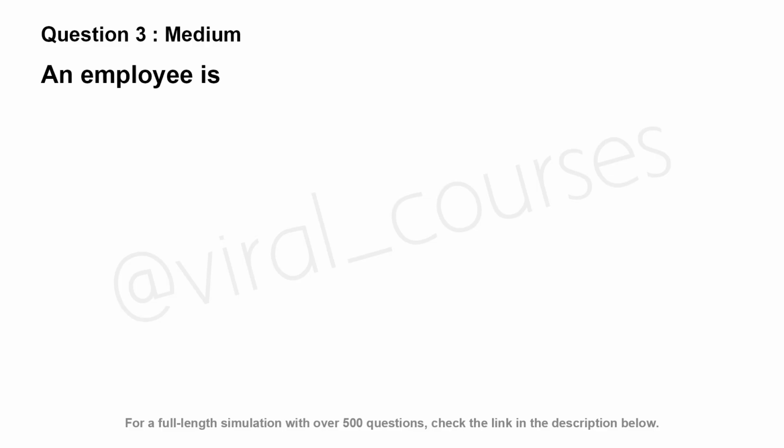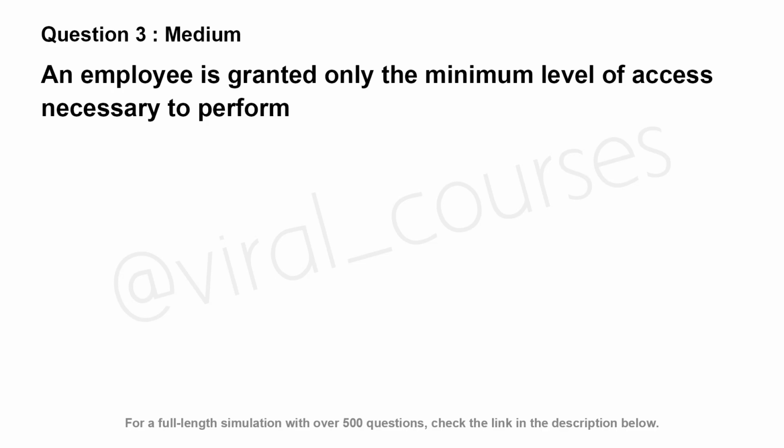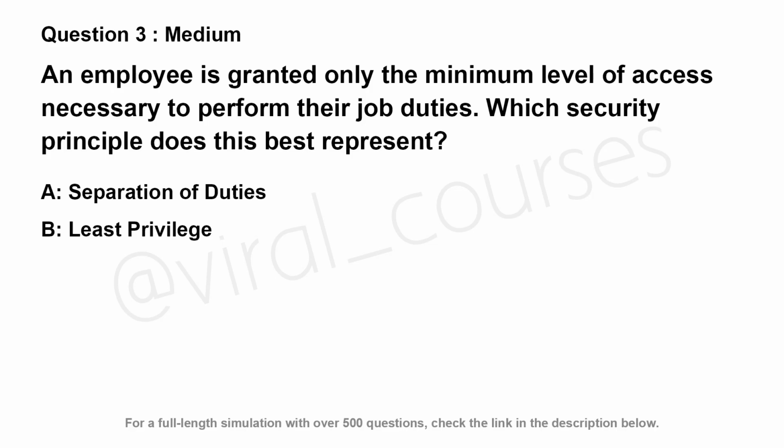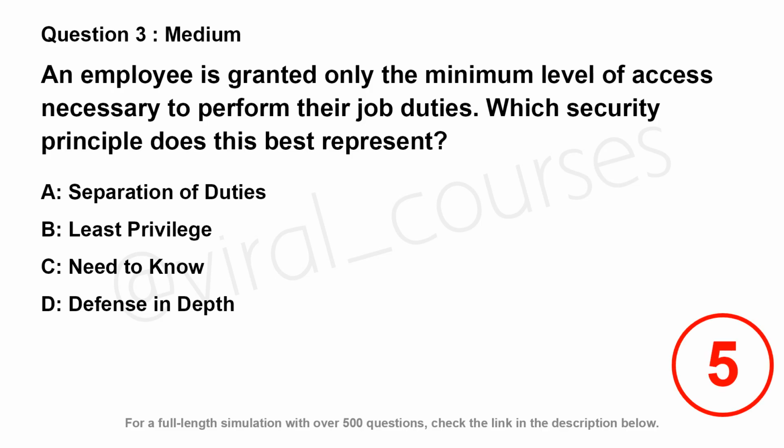An employee is granted only the minimum level of access necessary to perform their job duties. Which security principle does this best represent? Option A, separation of duties. Option B, least privilege. Option C, need to know. Option D, defense in depth.